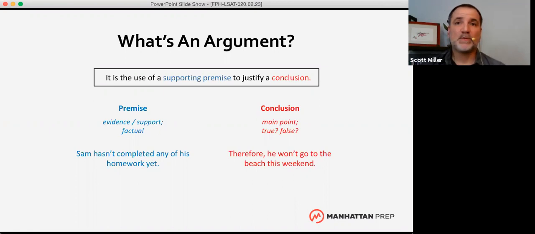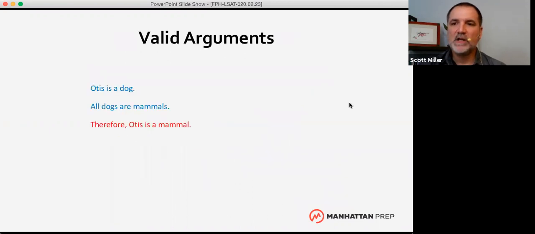So that's what we're looking at when we talk about arguments. Every argument has these components: premise, conclusion. You're always going to see one or more premises and then some conclusion that we're supposed to believe based on believing these premises. So let's talk about a valid argument.